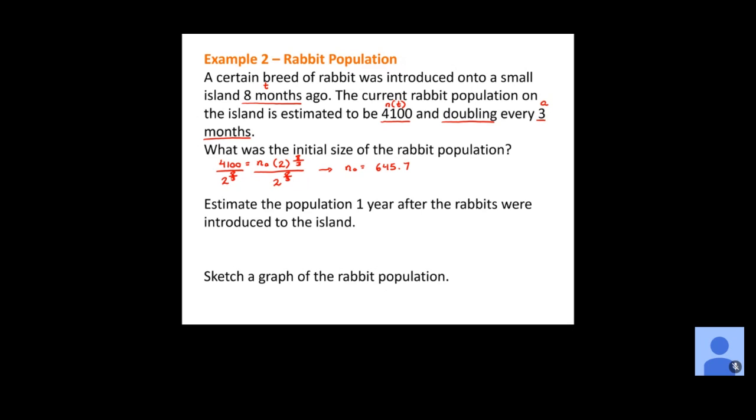But remember in this case, we're talking about a number of rabbits, and so we want a whole number of rabbits, not a fractional part of a rabbit. So we're going to round to the nearest whole number. In this case, though, we're actually going to round down just because we know that our population is 4,100. If we round up, then our population would actually be higher than that. So in these cases, you're probably going to want to round down to the nearest rabbit.